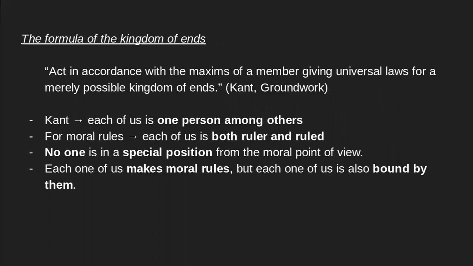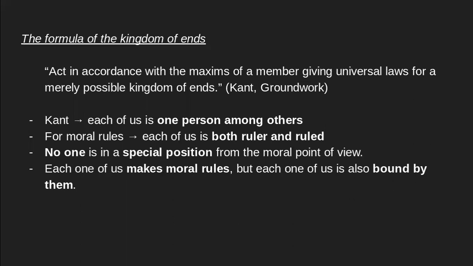Let me first talk about the formula of the kingdom of ends. Again, this formula says, act in accordance with the maxims, the principles, of a member giving universal laws for a merely possible kingdom of ends. So we are talking about a kingdom here. Of course, it's kind of metaphorical language. What does Kant mean by people being ends? They are not merely means to certain goals, to certain aims. They are actually goals themselves. People have intrinsic moral value. That's what the word end refers to here.